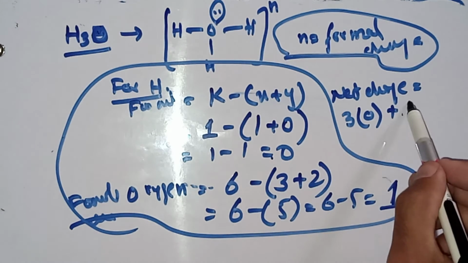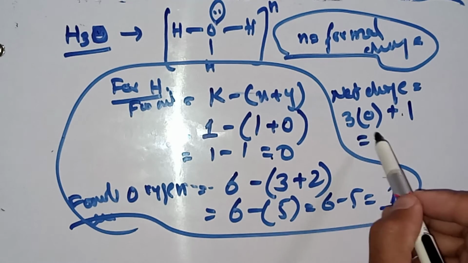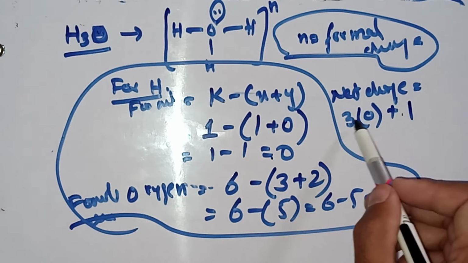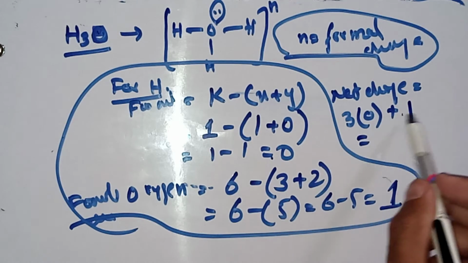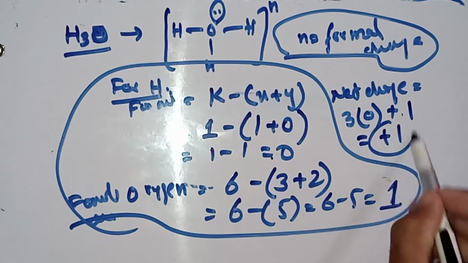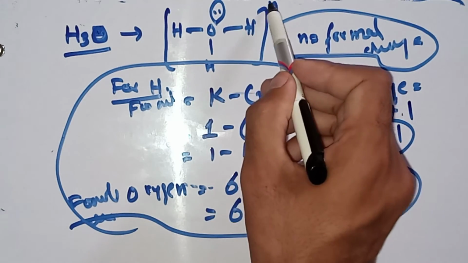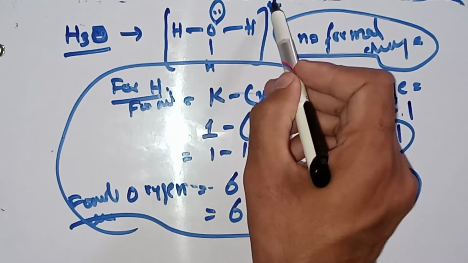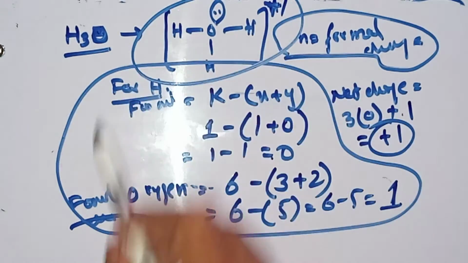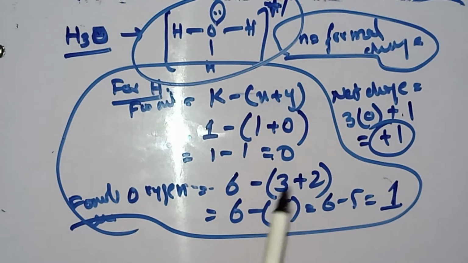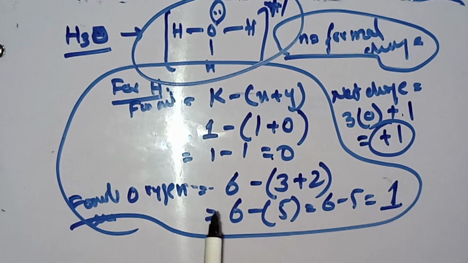But 1 oxygen has 1 formal charge. So the net charge will be equal to 3 multiplied by 0, which is 0, plus 1. So the net charge on the hydronium ion will be plus 1. So N will be equal to plus 1. Thus you can calculate the formal charge on any species.